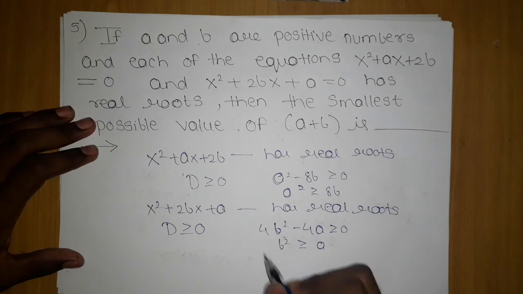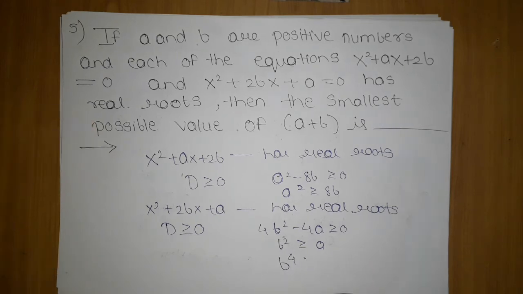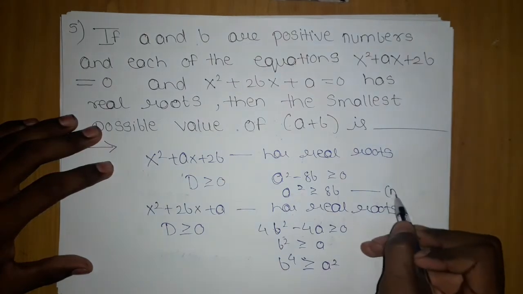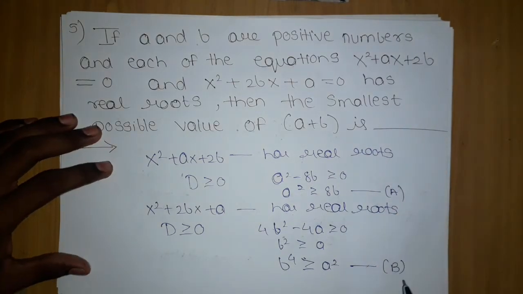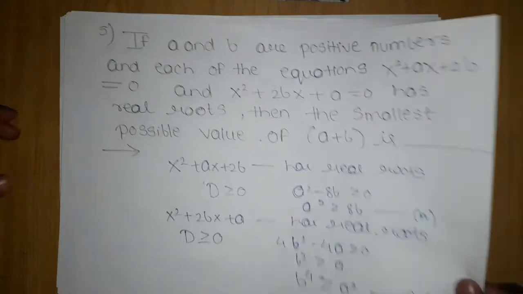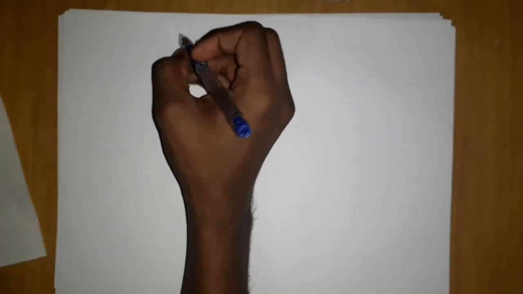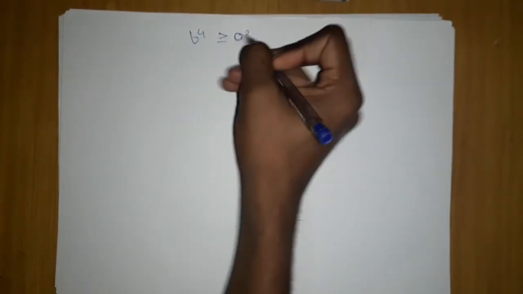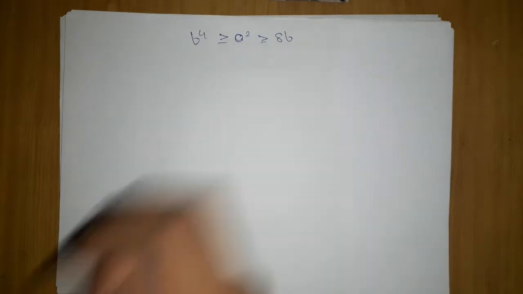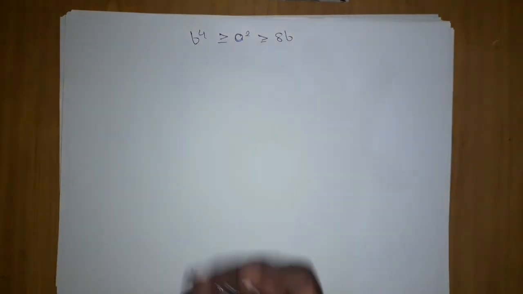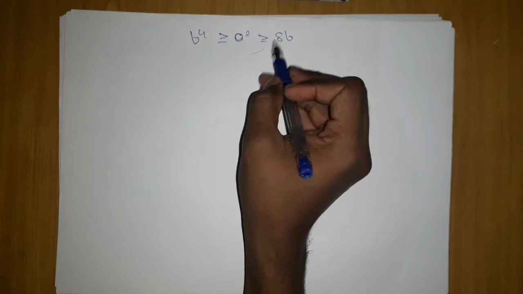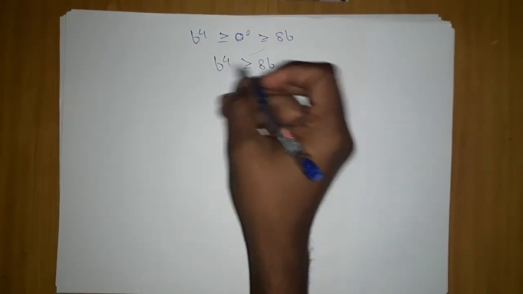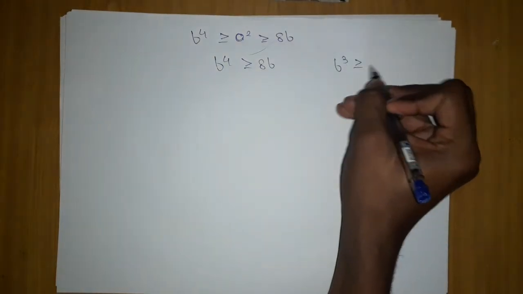Now if I square it again, it means b to the power 4 is greater than or equal to a square. If I consider this as a and this as b, what relation can I get? Let me take the next page. We can get a relation something like this: b to the power 4 is greater than or equal to a square, which is greater than or equal to 8b. So we got this relation. Now we can write b to the power 4 is greater than or equal to 8b, and if we eliminate one b, we get b cube greater than or equal to 8.